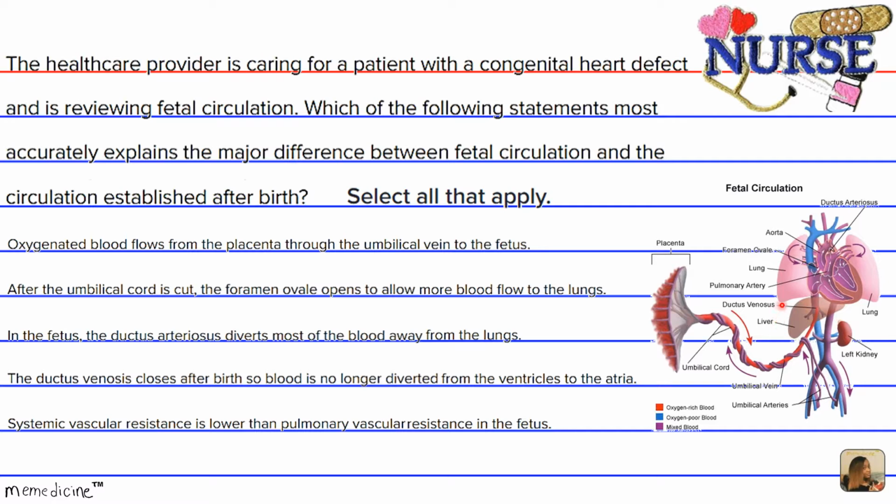Instead of gas exchange occurring in the lungs, the placenta is the exchange organ for oxygen and carbon dioxide. So the baby's carbon dioxide and oxygen is all exchanged in the mother's blood, actually. Oxygenated blood flows to the fetus from the placenta through the umbilical vein. Deoxygenated blood returns to the placenta through the umbilical arteries.